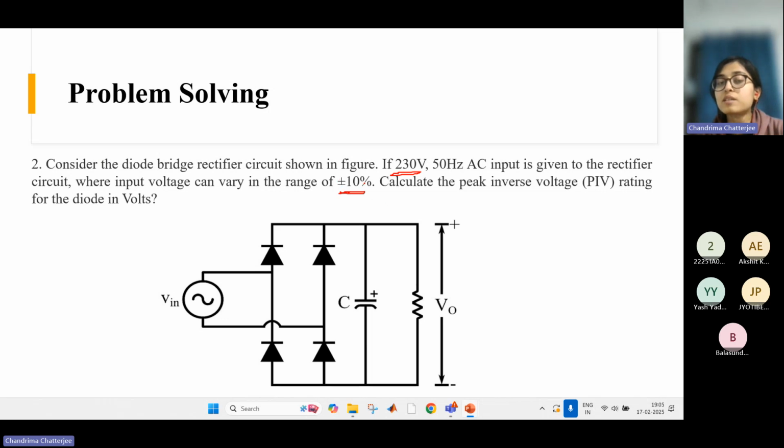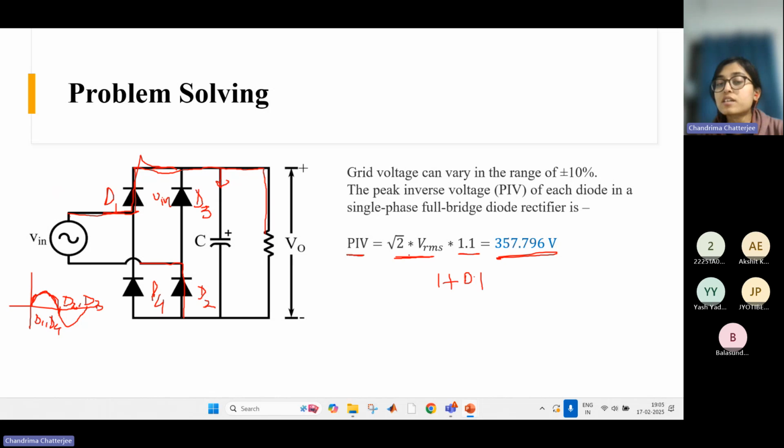We have not taken minus 10% because obviously if it can take root 2 into 230, it can also take root 2 into 230 into 0.9, so that is lesser than this. So it can take this much, then it can also take lesser than this. But we will have to go to the greater side of the voltage because that will be our maximum voltage. That's why we have taken 1.1. Clear? Okay. So this is very easy, right? This question was really easy.